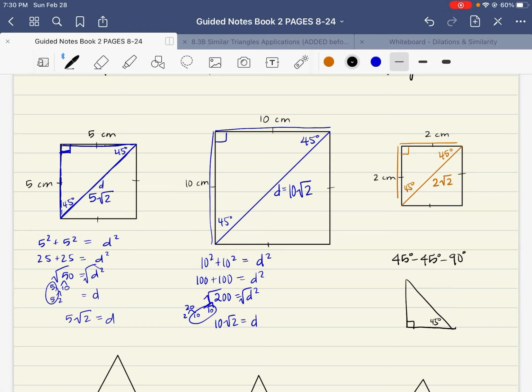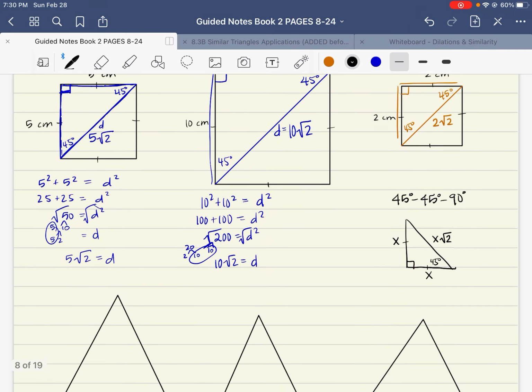The legs are always the same length. So if this is length X, this guy's also length X. Those two are always going to be the same length on a 45, 45. And then again, the hypotenuse would be that length, but root 2 bigger, so times the square root of 2. Okay. That's the first relationship.